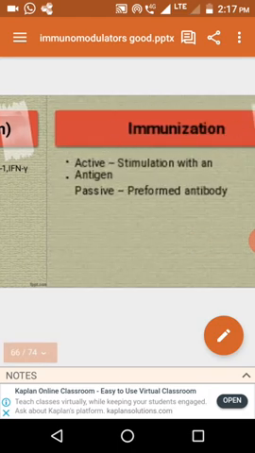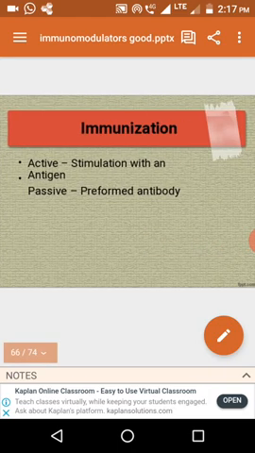So this is about immunostimulants. One more thing is immunizations. Active immunization means stimulation of immunity by giving antigen. Passive immunization means already preformed antibodies are given into the systemic circulation. So, examples of immunostimulants: thalidomide, levamisole, interferons, interleukins, and the BCG vaccine.